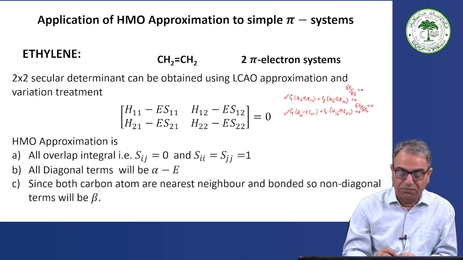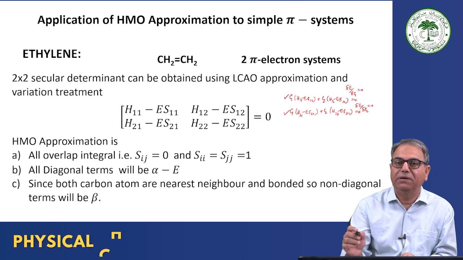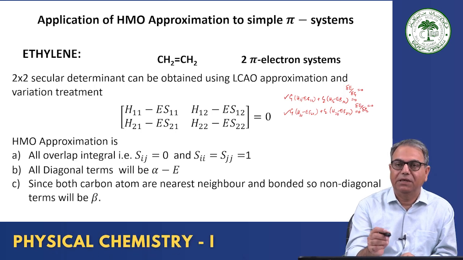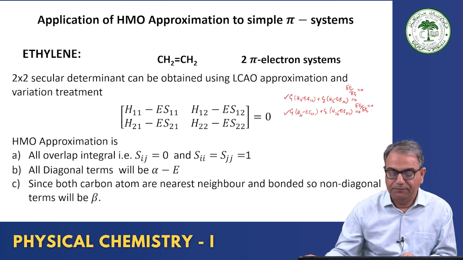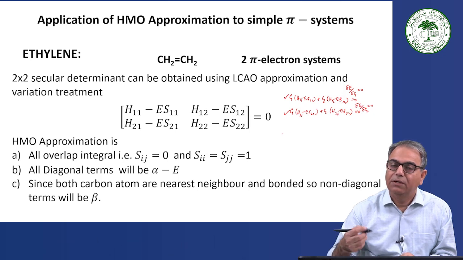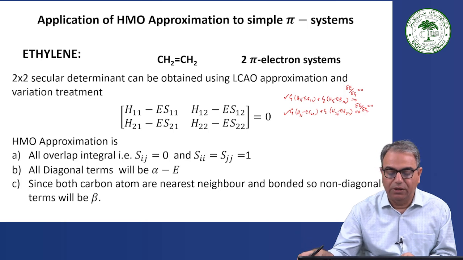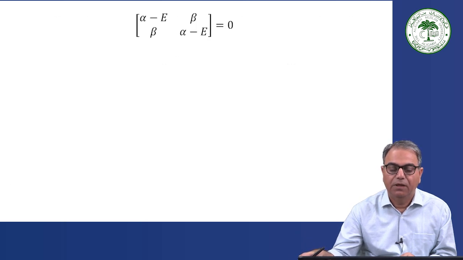Since both carbon atoms are nearest neighbors, and here we said that all carbon atoms which are nearest neighbors, you have only 2 carbon atoms, bonded by a sigma bond. So both are neighbors of each other. So any resonance integral H12 or H21 will be equal to beta. Now what will happen to S21 and S12? It will be 0 because of the orthogonality, because the wave functions are orthogonal.